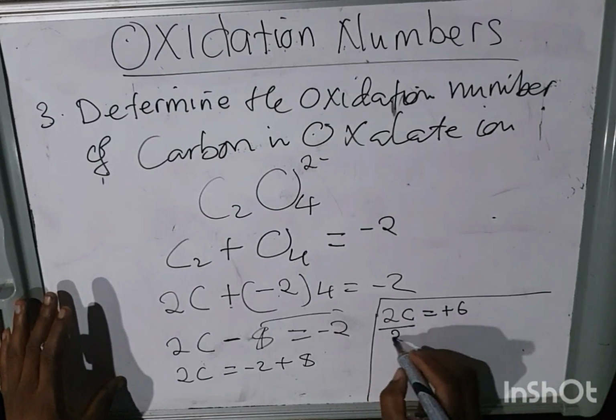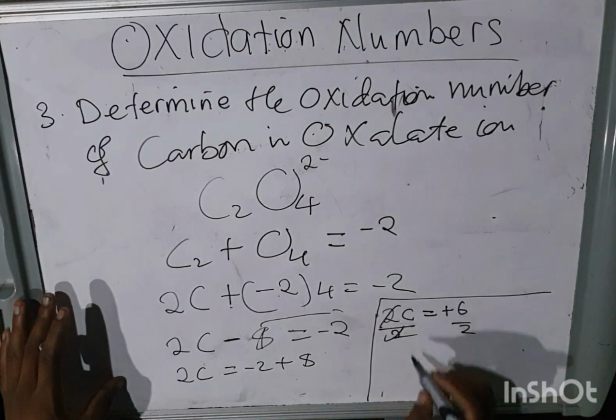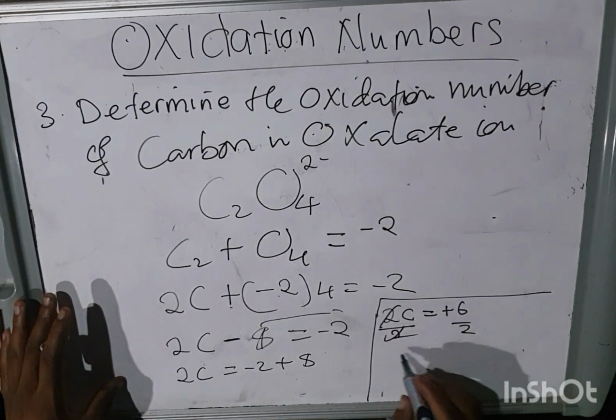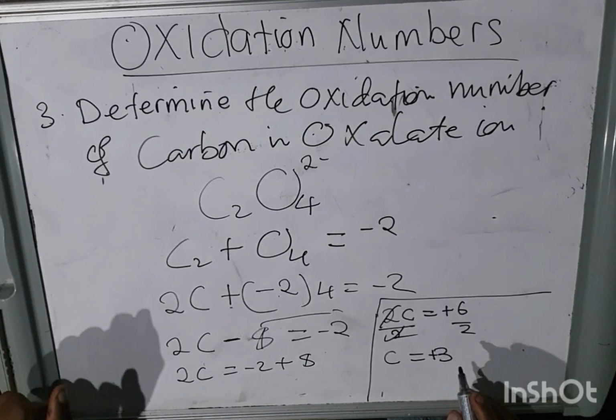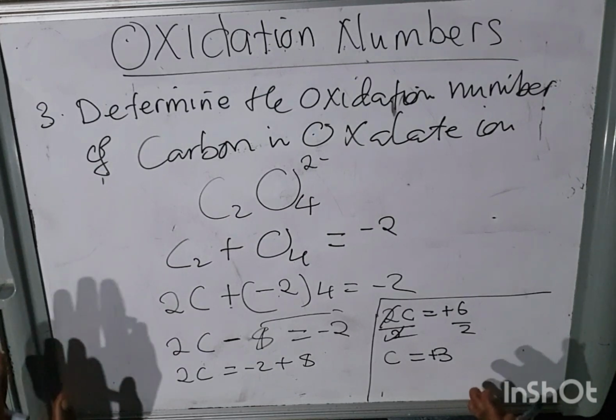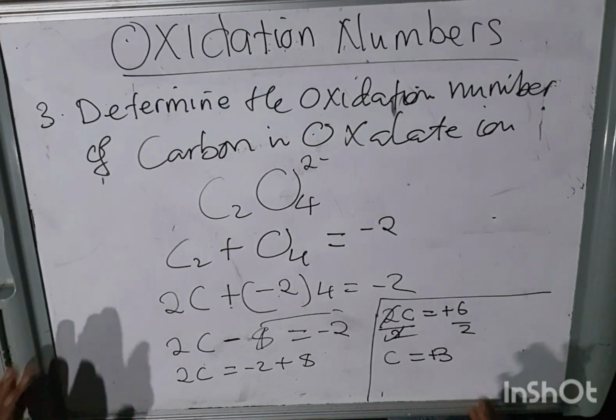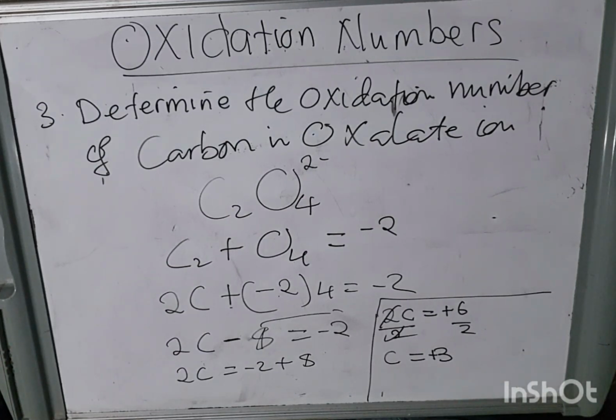Okay, divide by 2, this one goes. The oxidation number for carbon in this case is equal to +3. So this is the oxidation number for carbon in oxalate ion. So this is how we deal with questions concerning oxidation numbers.